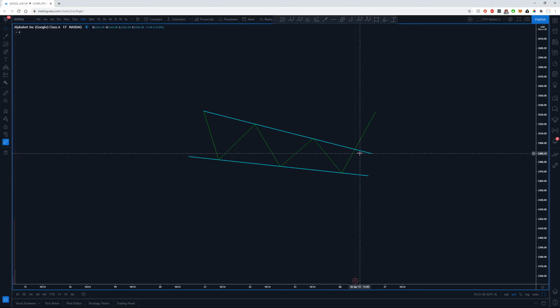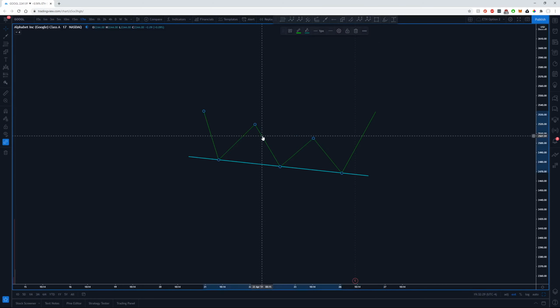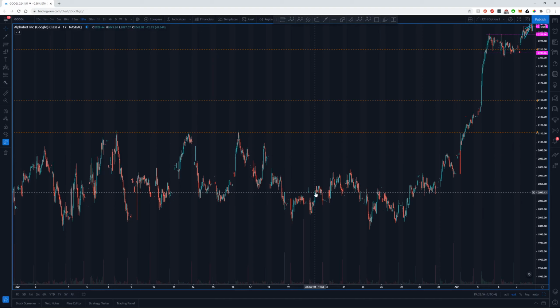And the entry conditions are exactly the same on this one. Once we get a confirmed break above the top blue line right here, we would take a long or call or bullish position on the stock or crypto or coin or anything that you're trading and target to the upside. So let's go ahead and take a look at a falling wedge in action. So once again, I'm going to use Google for this example, and once again the 17-minute chart.